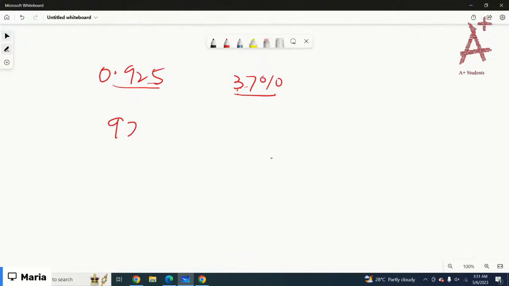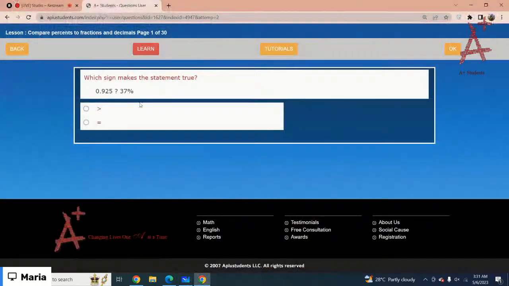So you have to multiply it by 100. When you multiply by 100, it equals 92.5%. Now you can compare 92.5% and 37%. So obviously 92.5% is greater than 37%. So it would be greater. The correct option is greater.